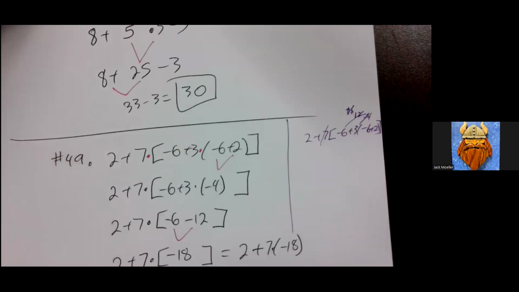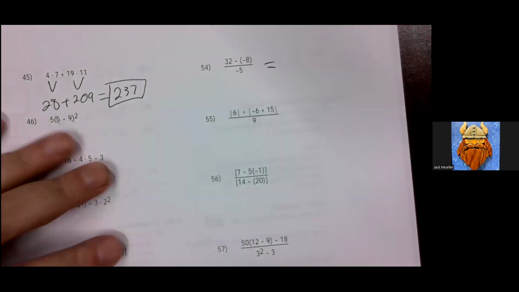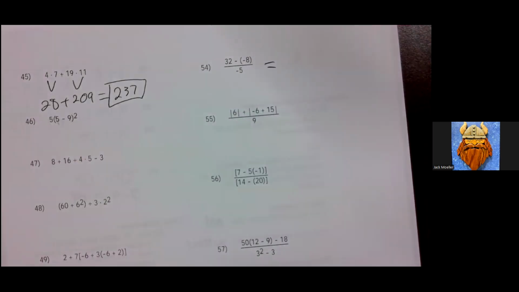All right. What are we going to do next? Let's jump to some fractions. All right, let's start with the basic one. Let's just start with 54. So what are you going to do there? We have 32 minus a negative 8 over negative 5.